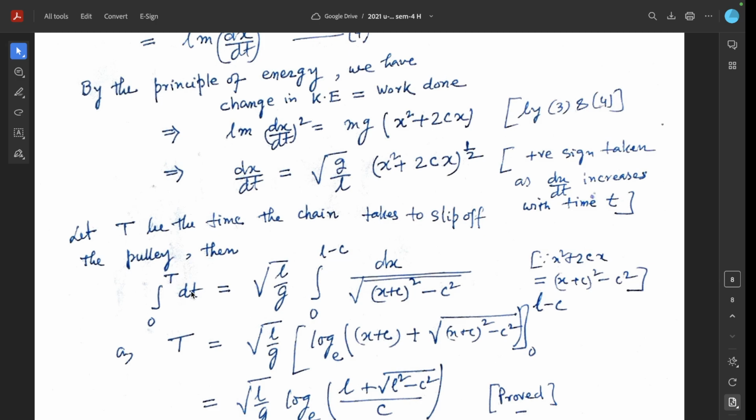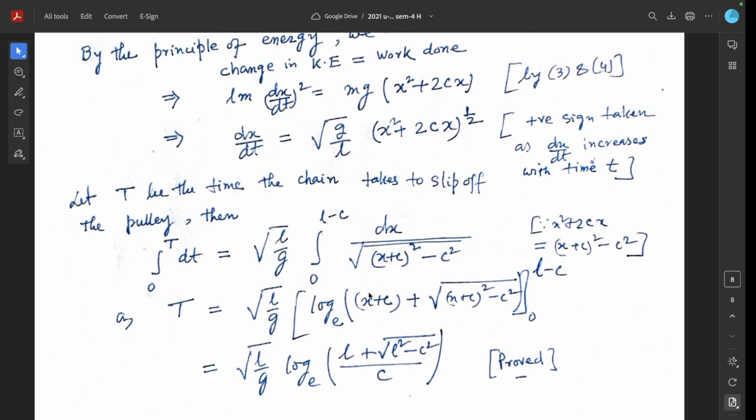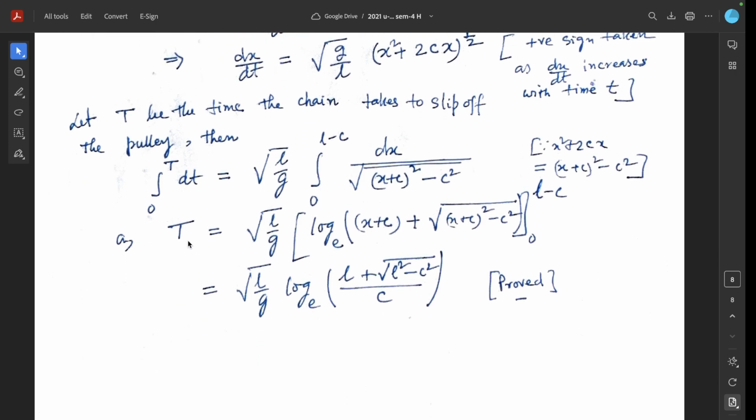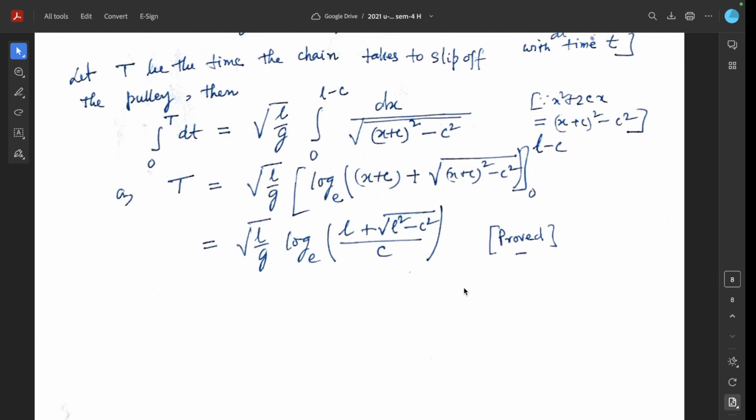So the integral of dt from 0 to capital T equals root over L by g, integration from 0 to L minus C of dx by root over of x plus c whole square minus c square. Actually, x square plus twice cx equals x plus c whole square minus c square. After integration we get a log term, with limits 0 to L minus c. After simplification, we get the total time capital T equal to root over L by g times the log of this. Proved.